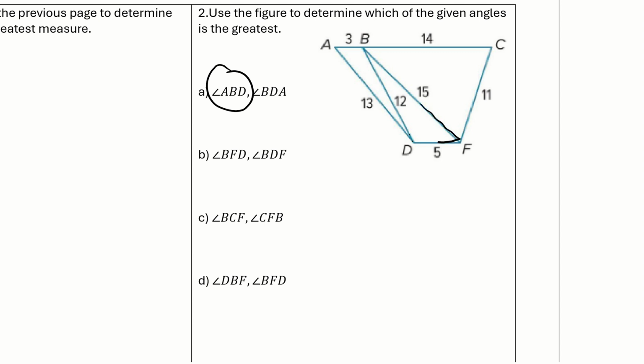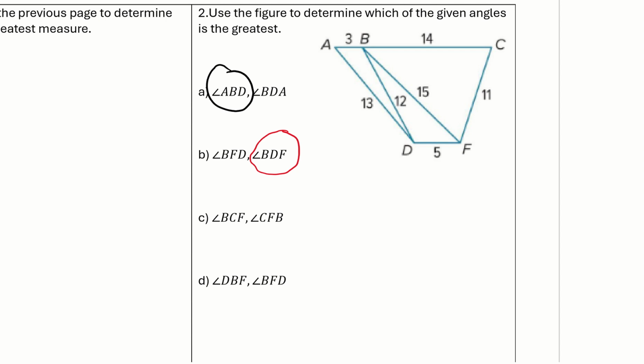BFD, that's this black angle. The opposite of that is the 12 side. BDF, that's this red angle here. The opposite of that is 15. 15 is bigger than 12, so BDF has to be the bigger angle. All right, that's how you do it.